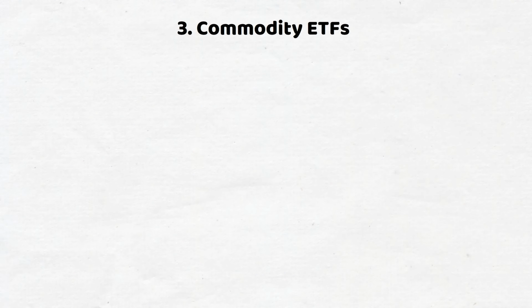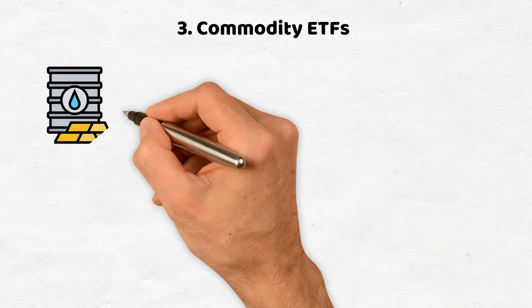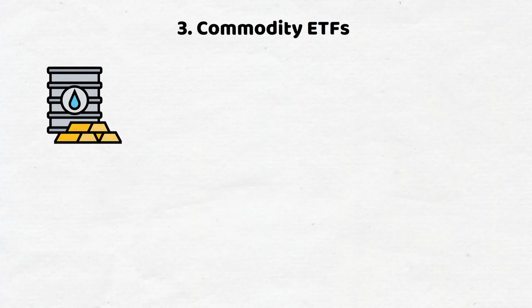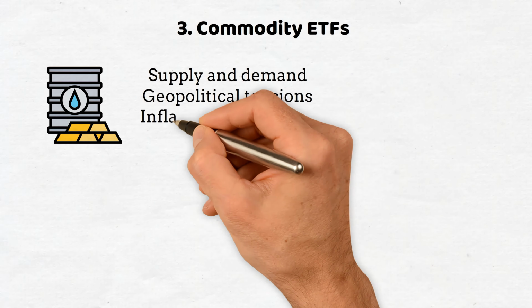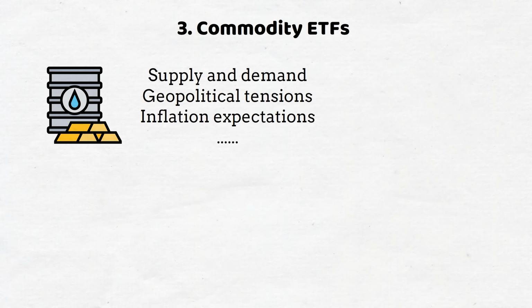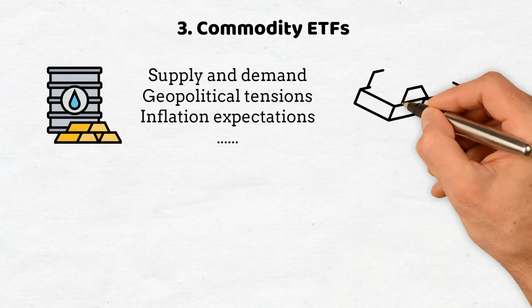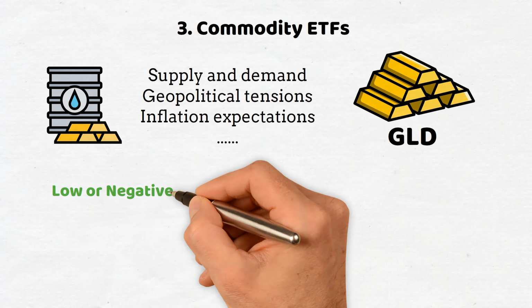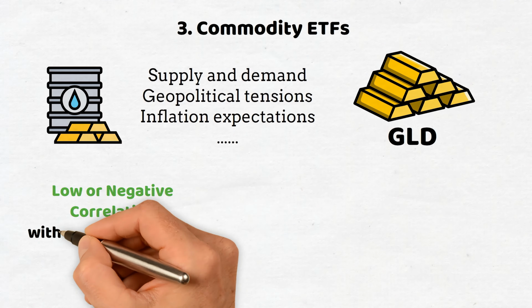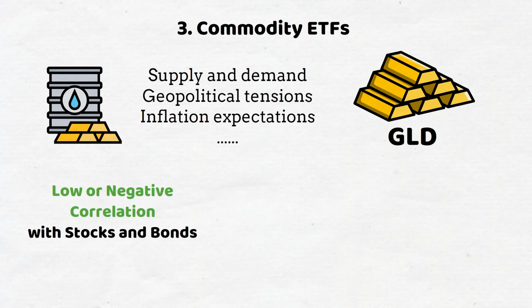Another category worth watching is commodity ETFs. These invest in physical assets like gold, silver, oil, and agricultural products. Their prices are influenced by supply and demand, geopolitical tensions, and inflation expectations. Gold ETFs like GLD are commonly used as a safe haven. When inflation runs high or global risks escalate, commodities often move differently from stocks and bonds. That means they typically have low or even negative correlation with traditional assets.